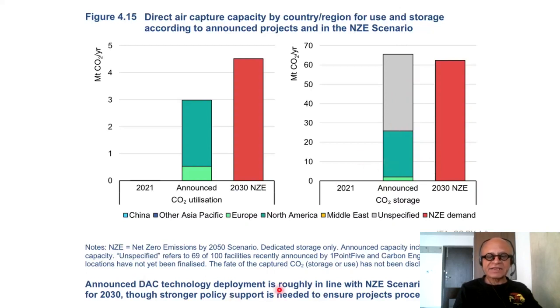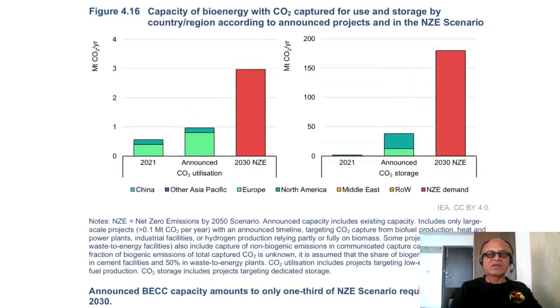So announced DAC technology deployment is roughly in line with the net zero emission scenario projections for 2030, though stronger policy support is needed to ensure projects proceed. So even though there are pledged scenarios and announced deployments, the fact of the matter is that they have to be implemented by 2030 and not just sit there as pledges.